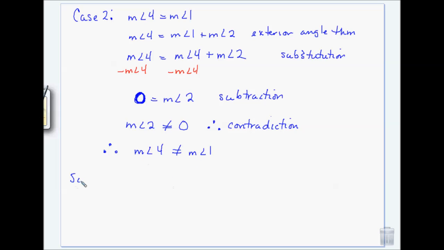And if it's true for angle 1, the same steps would be true for angle 2, so we don't have to do angle 2 again. So then the measure of angle 4 has to be greater than the measure of angle 1, and the measure of angle 4 has to be greater than the measure of angle 2, because we contradicted both options for it to not be greater.